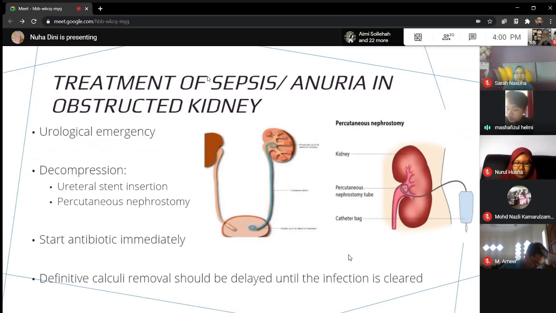So sometimes a patient comes with a complicated stone with evidence of sepsis. So in this situation, we consider it as a urological emergency. So in this patient, we need to decompress the urinary system by giving a stent or percutaneous nephrostomy. And then we start the antibiotic immediately. And only then, until the infection is cleared, we can proceed with the definitive treatment by removing the calculi. Next slide.